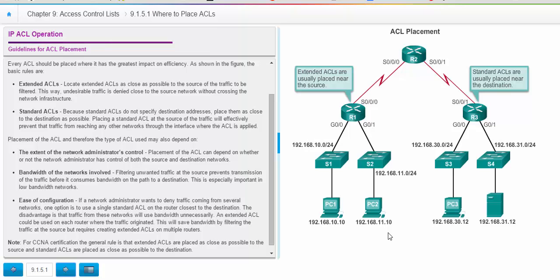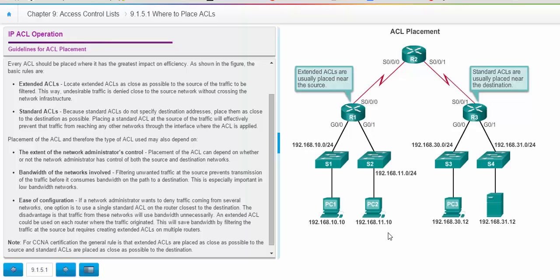Okay, so your placement of your ACLs and the type of ACL used may also depend on several things. The extent of the network administrator's control. Okay, so how much control do you have over this? The bandwidth of the networks involved, because filtering unwanted traffic at the source prevents transmission of your traffic before it consumes up your bandwidth. So how much bandwidth do you have? Do you need to control? How much control do you need to have over that?